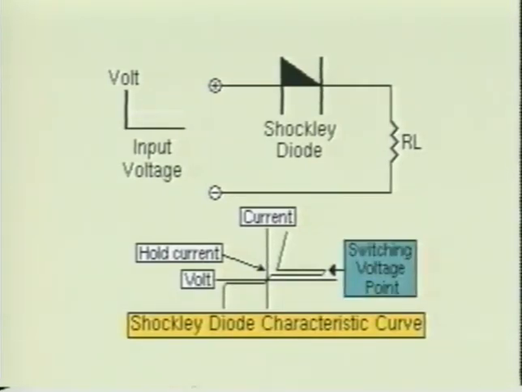The Shockley diode is turned on when the anode to cathode voltage is increased to the forward switching voltage. The minimum current at which the Shockley diode will stay on is referred to as the hold current. When the current drops below this level, the diode will no longer conduct.